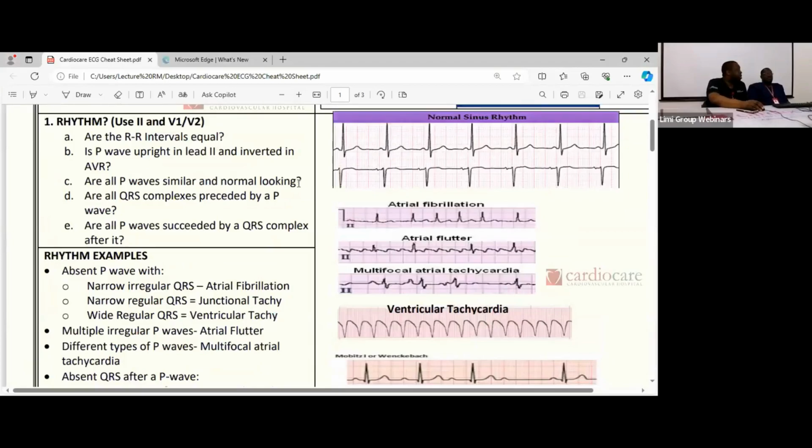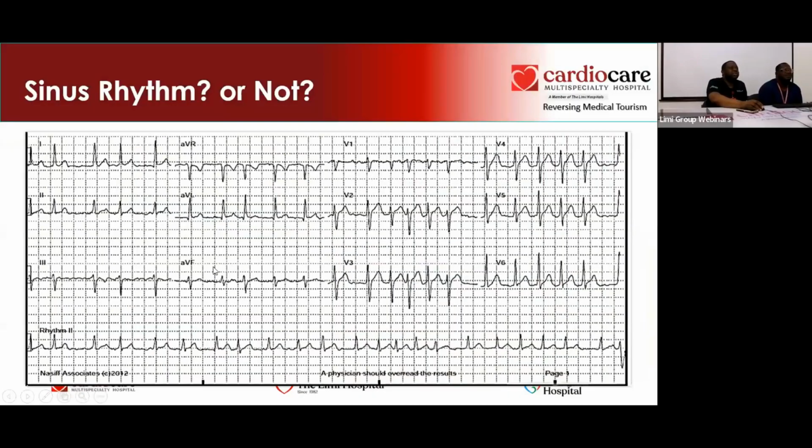I think that was atrial fibrillation. Yes. So let's go back to our ECG again. What we can see is that we cannot see a very clear-cut P wave. Anytime we look for a P wave, we look at it in lead 2 or V1. We cannot see a clear-cut P wave, and it's irregular. So irregular RR interval with no P wave equals atrial fibrillation.